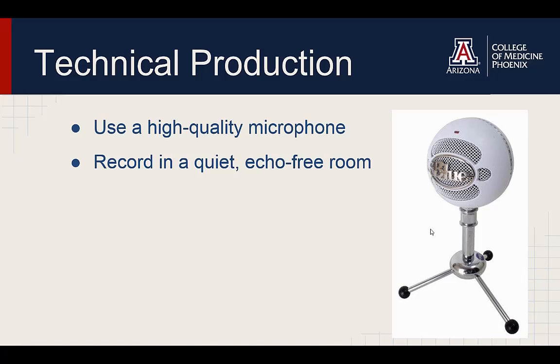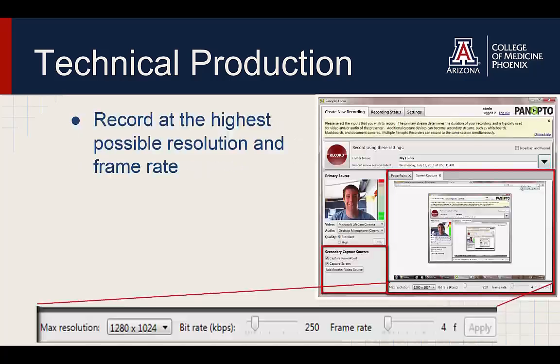It gets picked up on the microphone very easily, especially if you're using an external mic. If you're using Panopto, be sure to record at the highest possible resolution and frame rate. In the Panopto window, down at the bottom, there's a section that allows you to define your resolution, bit rate, and frame rate. Just make sure that all of these are up as high as they can go.